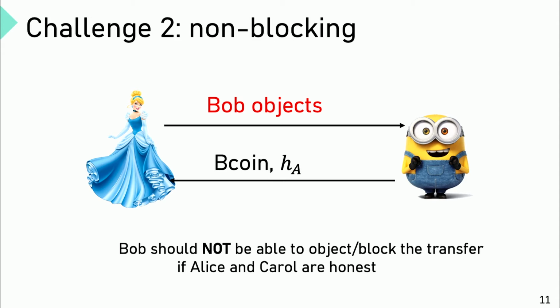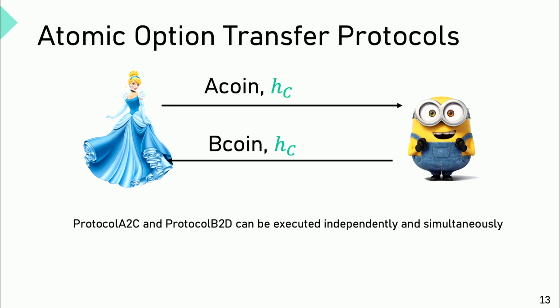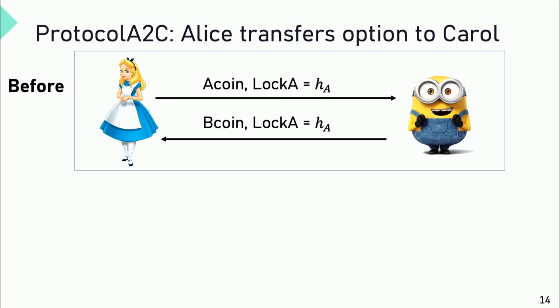Now it's time to look at our approaches. The big picture is we provide atomic option transfer protocols for Alice to transfer her position to Carol and for Bob to transfer his position to David. Protocol A2C and protocol B2D can be executed independently and simultaneously. In this talk, I will focus on introducing protocol A2C, which allows Alice to transfer her option to Carol. Protocol B2D does a different job, and the protocol is different, but technically there is not much difference. So we'll just focus on introducing protocol A2C.